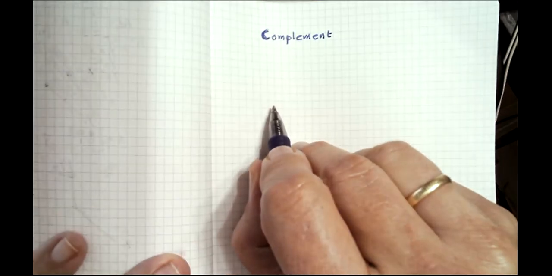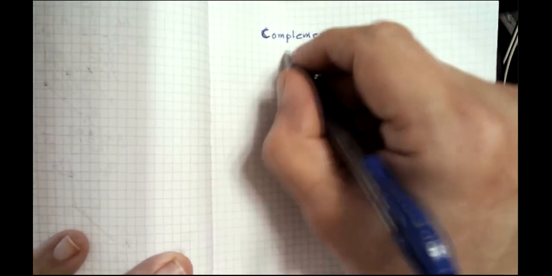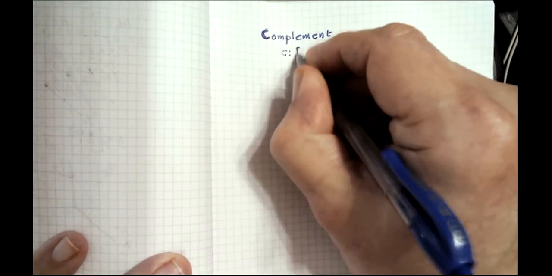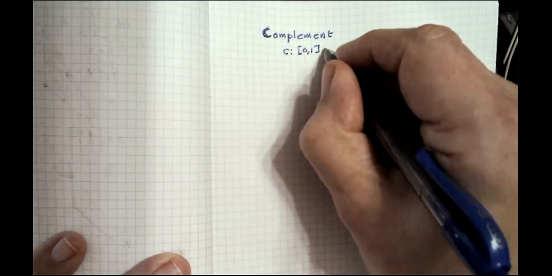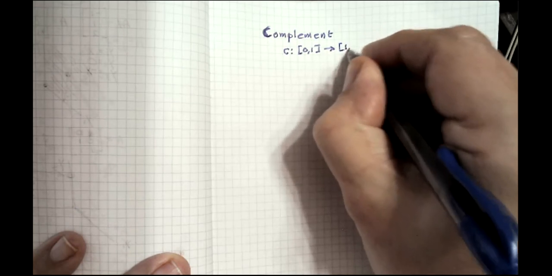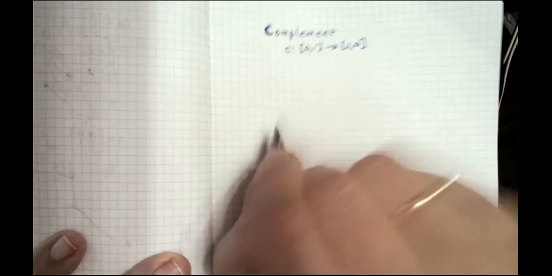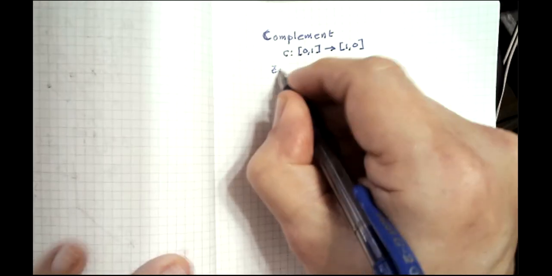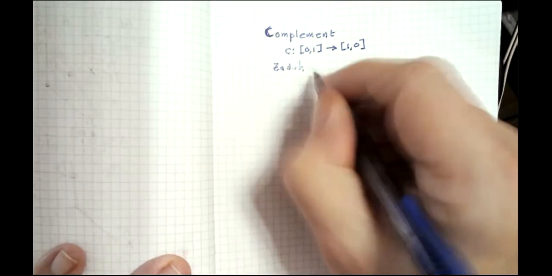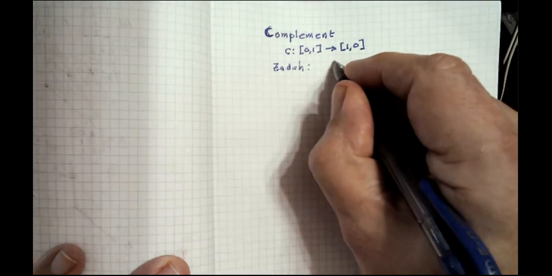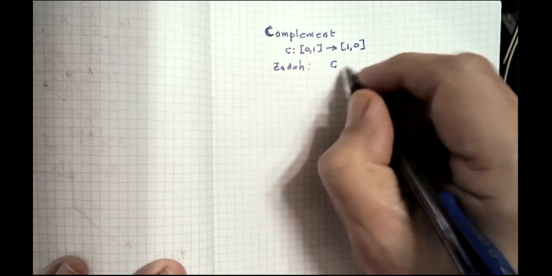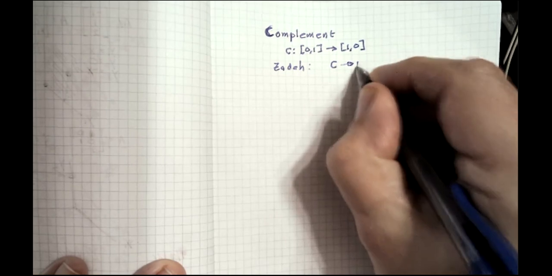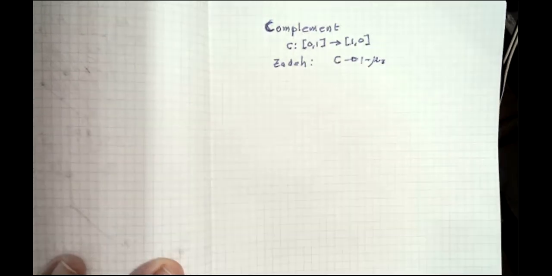The reason I screwed up in the beginning is I was looking at the screen instead of the piece of paper. The complement is something which does what? The complement maps the interval of 0 to 1, and it maps it to the interval 1 to 0. And what we did for Zadeh is we had the complement of a membership function was equal to 1 minus mu, right?